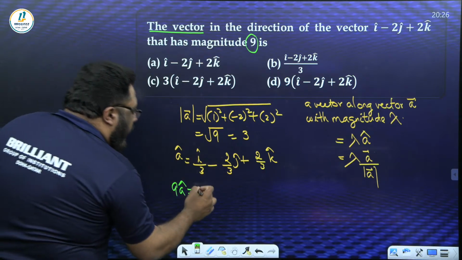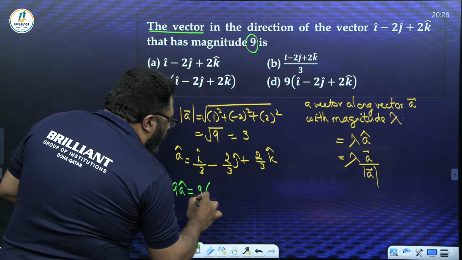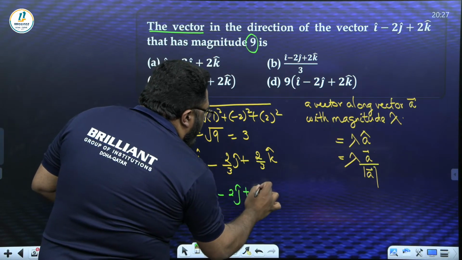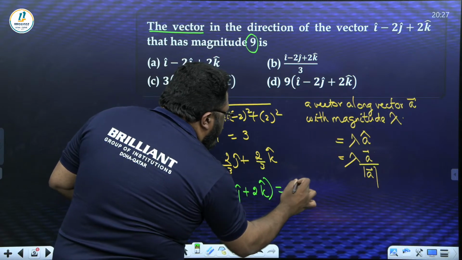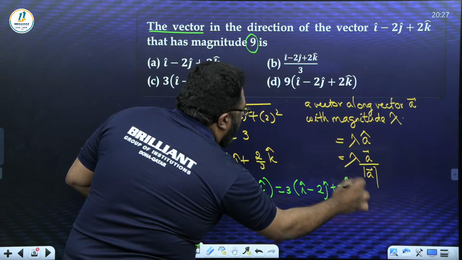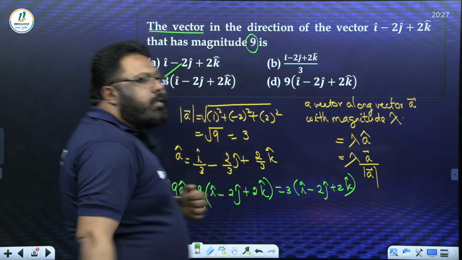So multiply 9, what would you get? You would get 9 into, or 9 by 3, everywhere 3 is common. So 9 by 3 is going to be 3, right? So 3 into i minus 2j plus 2k, option C.